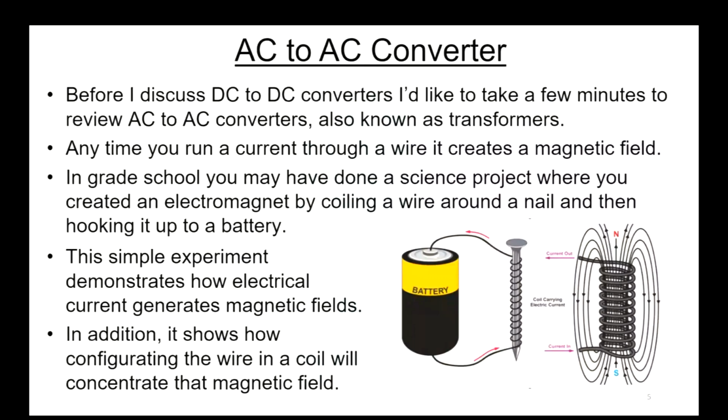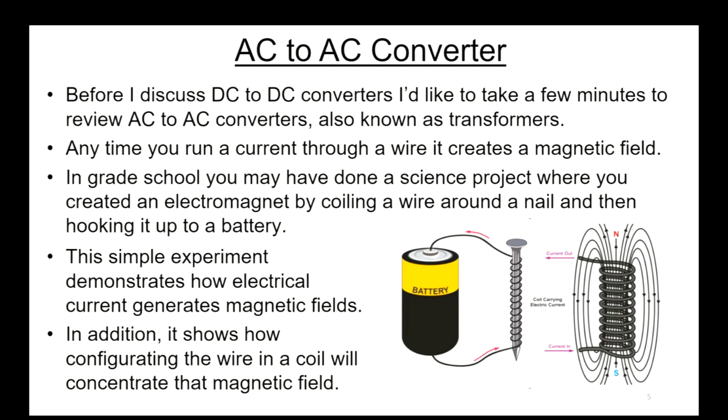Before I discuss DC to DC converters, I'd like to take a few minutes to review AC to AC converters, which we're all kind of familiar with. It's what we call transformers. Anytime you run a current through a wire, it creates a magnetic field. In grade school, you may have done a science project where you created an electromagnet by coiling a wire around a nail and then hooking it up to a battery like I show here. This simple experiment demonstrates how electrical current generates magnetic fields.